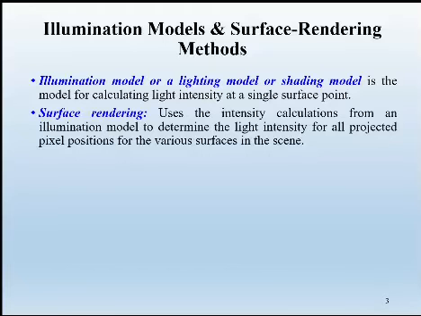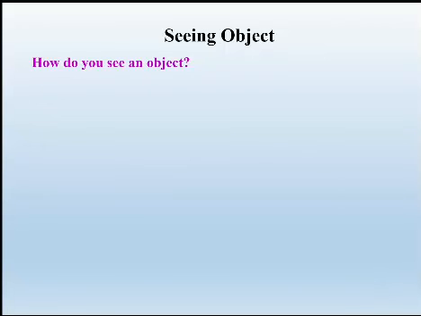Now, what is surface rendering? It uses the intensity calculations from an illumination model, means whatever light intensity we calculate, to determine the light intensity for all projected pixel positions for various surfaces in the scene. So for a particular point first we find out the light intensity and then we find it out for all pixels in that particular scene. Now how we actually see an object, that is important.